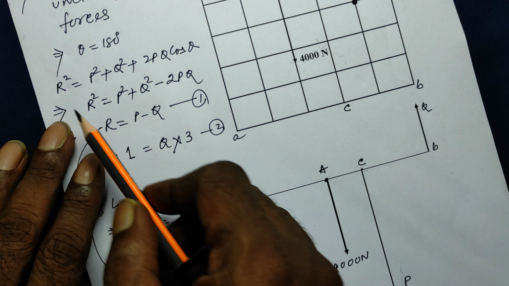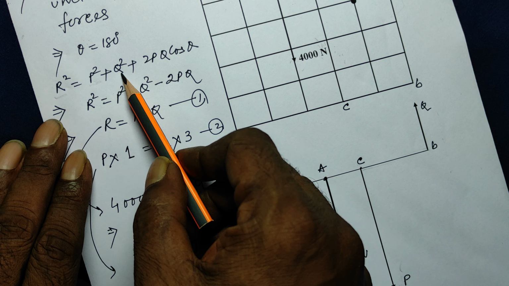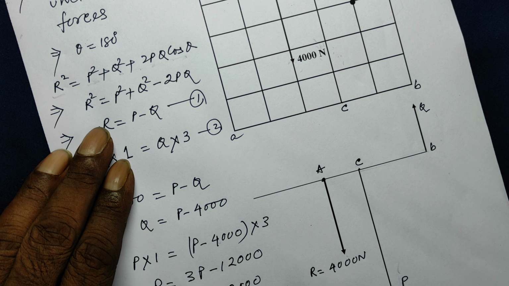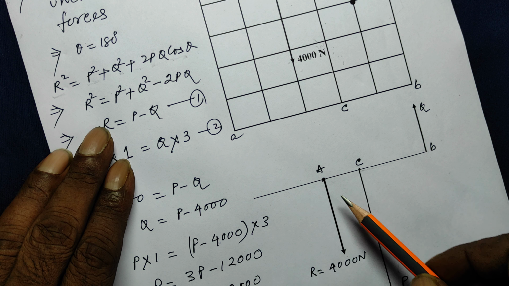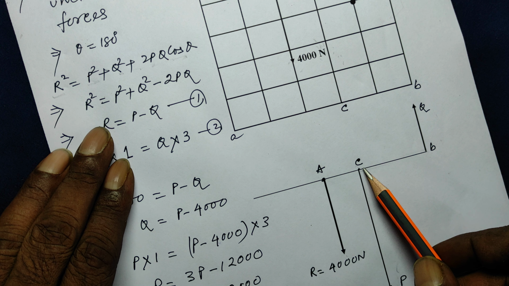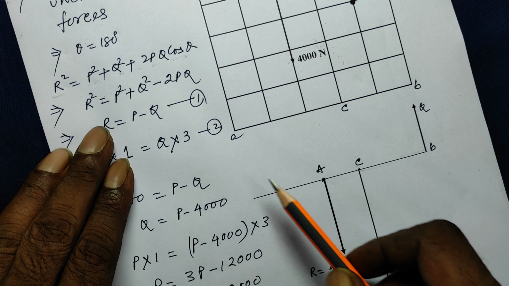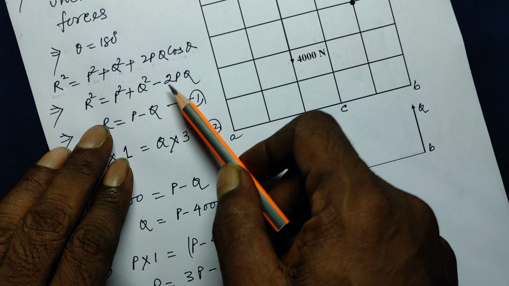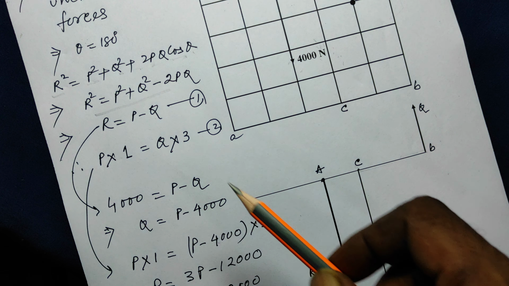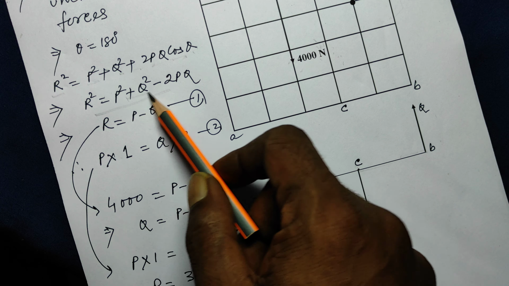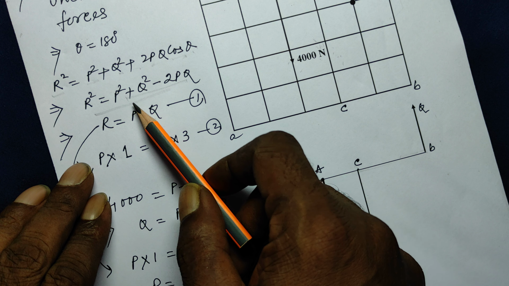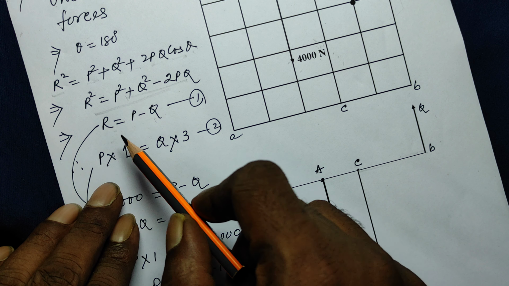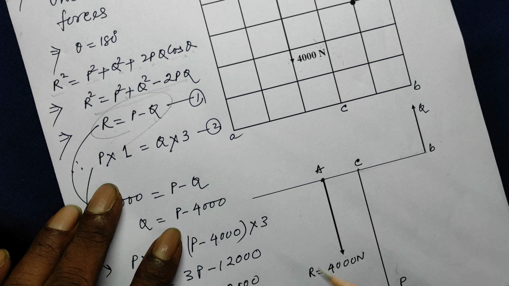And from the parallelogram law of vector addition, we know R square is P square plus Q square plus 2PQ cos theta. Since P and Q will be acting in opposite directions because R is not in between P and Q, therefore theta is 180 degrees, cos 180 is minus 1, so this becomes P square plus Q square minus 2PQ. This right hand side becomes the whole square of P minus Q. By taking the square root, R becomes P minus Q, right?